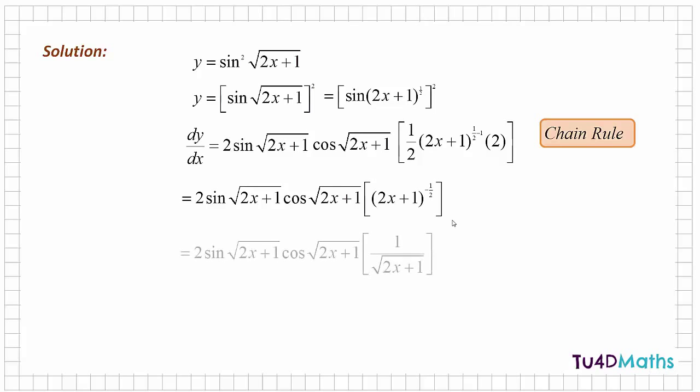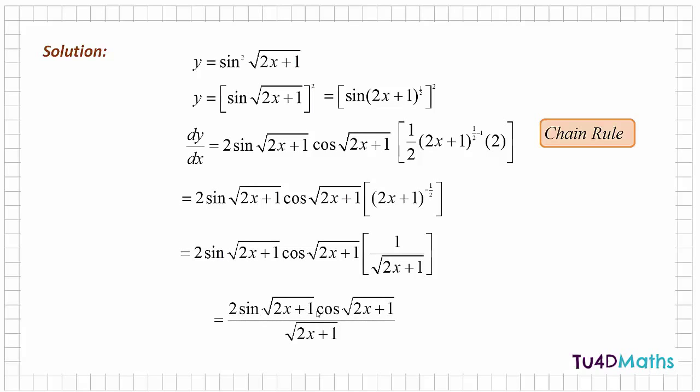So we could rewrite this as follows, and just cleaning it up, we get 2 sine root 2x plus 1 times cos of root 2x plus 1 all over root 2x plus 1.